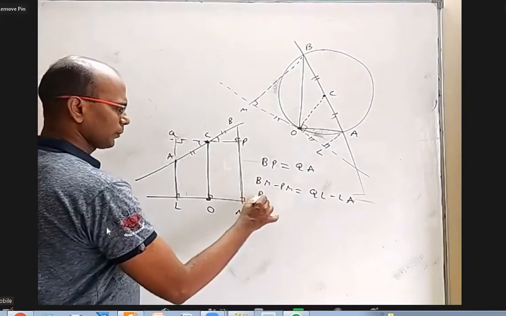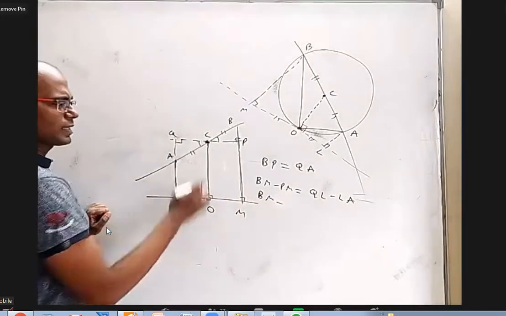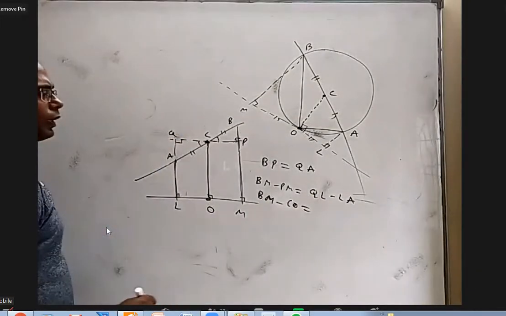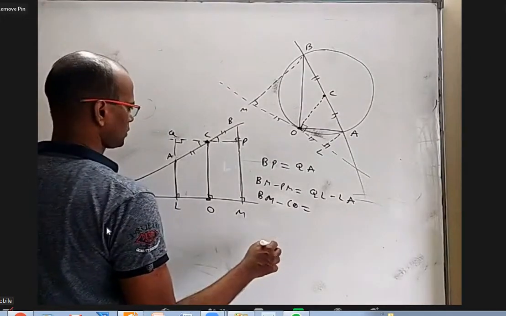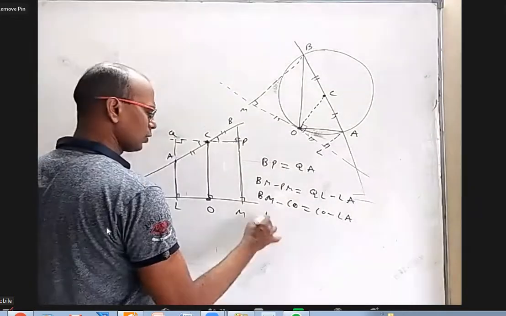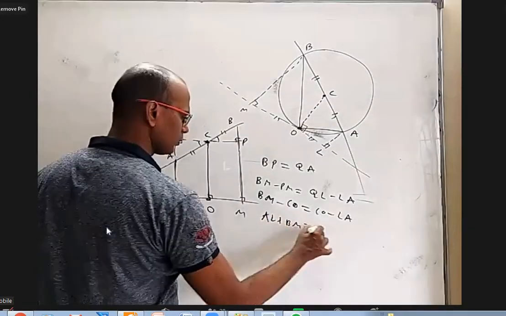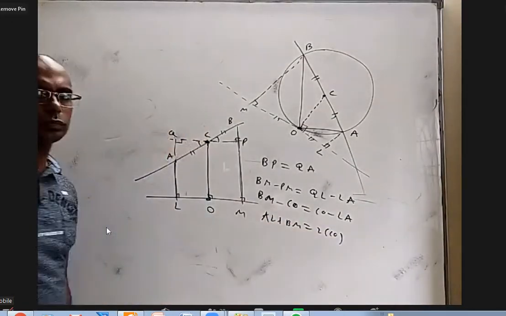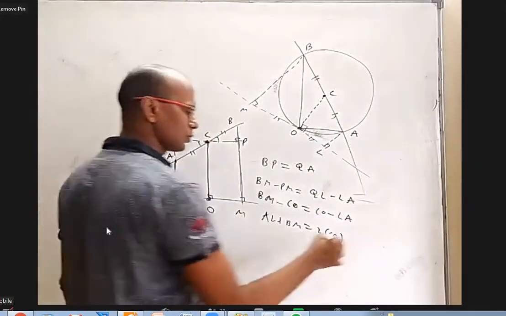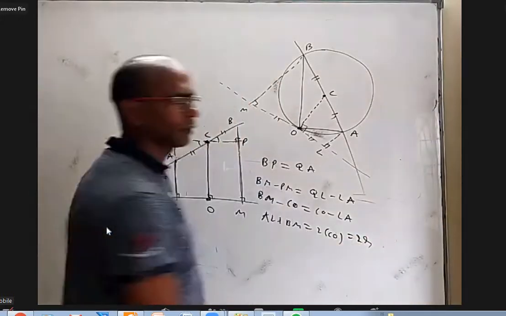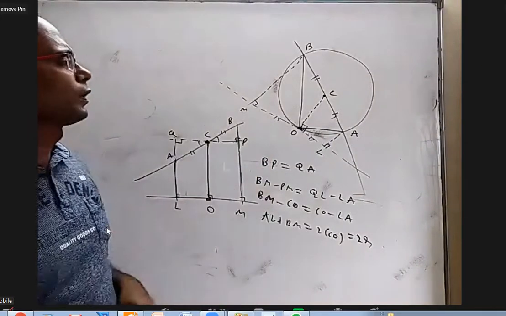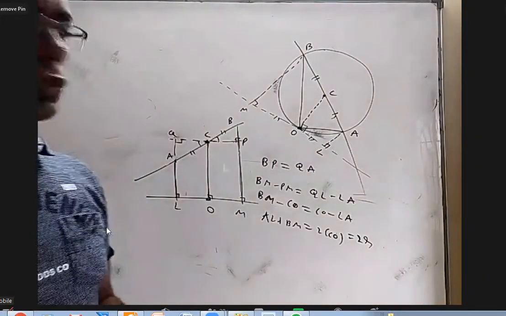BM is okay. What is PM? Same as CO. And QL is the same as CO again, minus LA. On this side, you get AL plus BM is equal to 2 times CO. But CO is the radius, so it will be 2R, the diameter. So every time this AL plus BM will be the diameter. That is one way to directly use that.